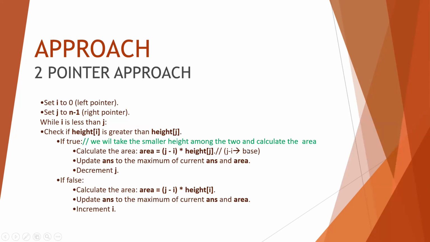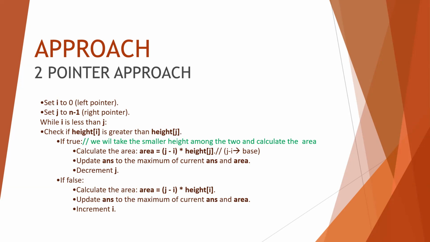We can approach this using the two pointer approach. We will take two pointers and set the left pointer to the first position, that is 0, and the right pointer to the last. Now, in the basic two-pointer approach, while i is less than or equal to j, we will consider both height of i and height of j, and we will take the smaller height among the two.